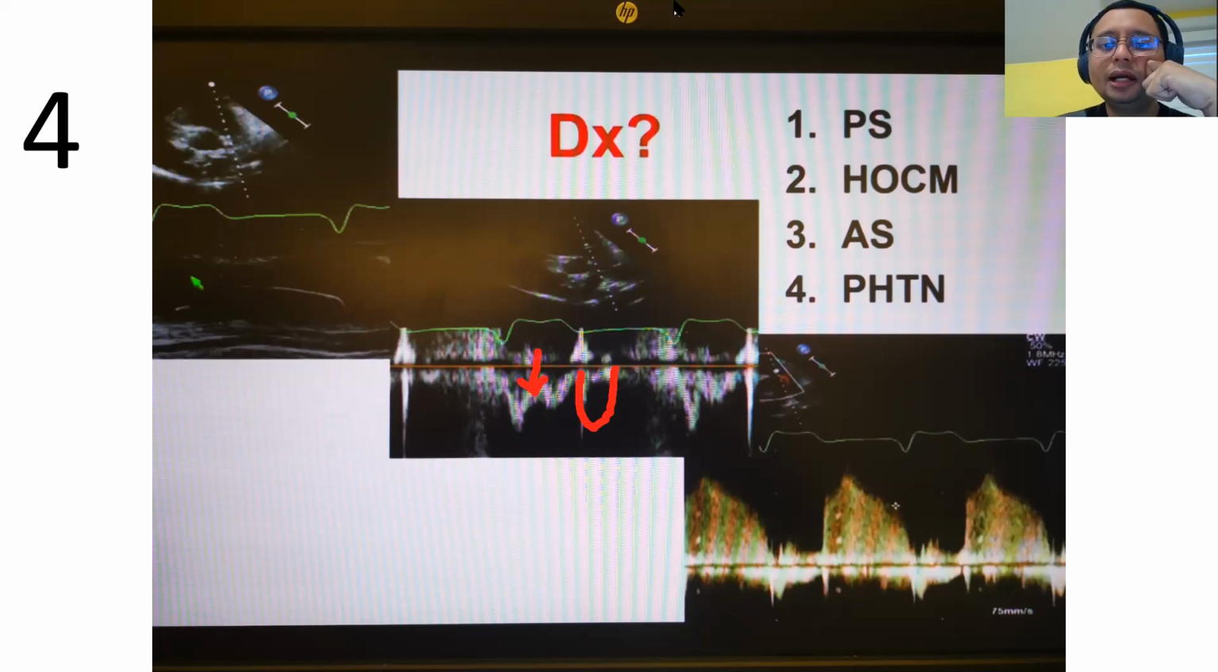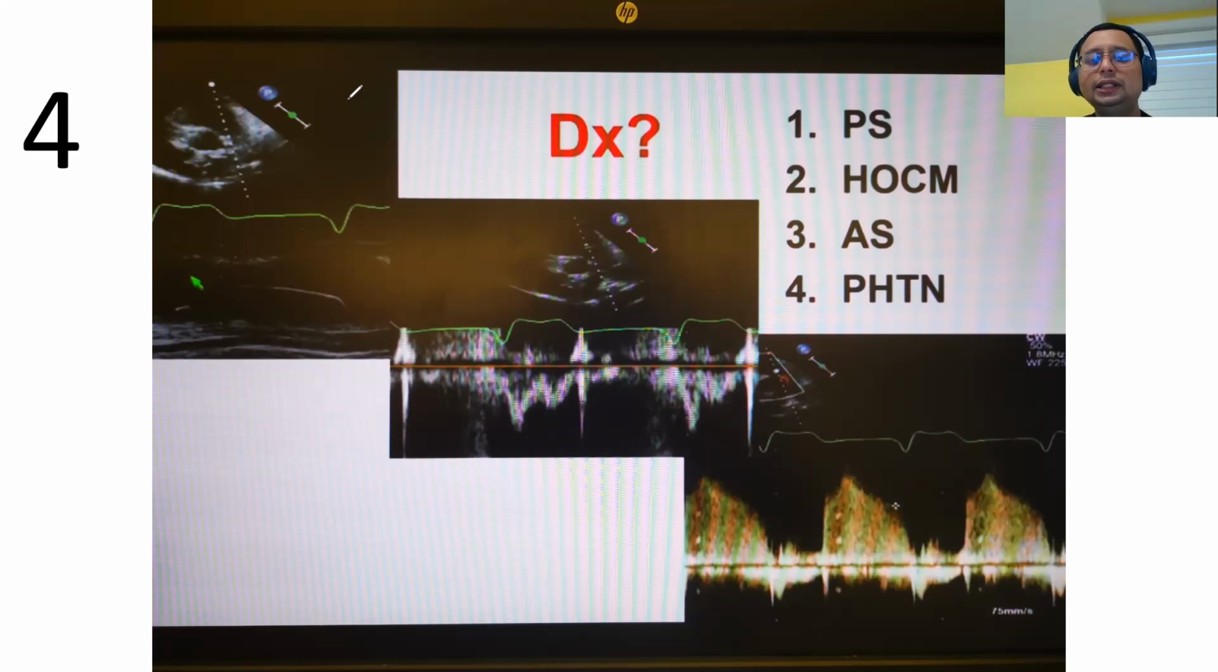So that notching is a marker of pulmonary hypertension. Okay, so that is one clue. What is the other clue? Look at this diastolic pressure. It is actually quite high. It doesn't go all the way down, meaning that it cannot equalize with the pulmonary artery pressure. So this is also a marker of pulmonary hypertension. So now you have 2 markers of pulmonary hypertension: notching, and the pulse wave Doppler during diastole that doesn't go all the way down here.